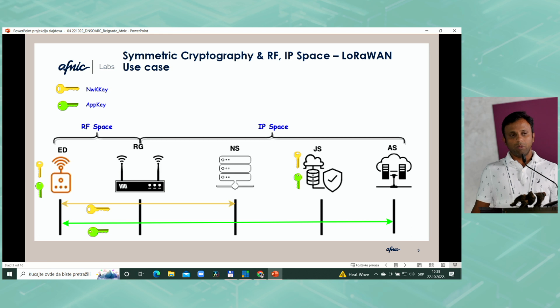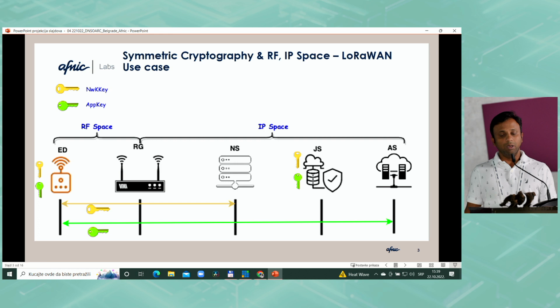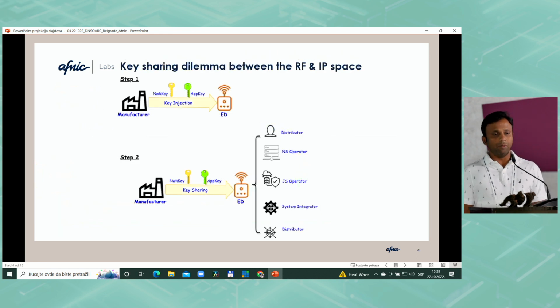To communicate between the end device and the different servers in the IP space, LoRaWAN uses 128-bit AES symmetric keys. So the keys need to be shared earlier between the end device and the servers in the IP space. There are issues currently with how the keys could be shared, the so-called pre-shared keys.